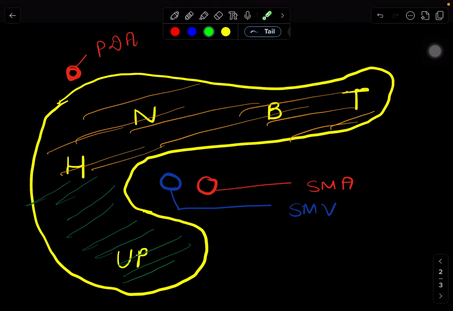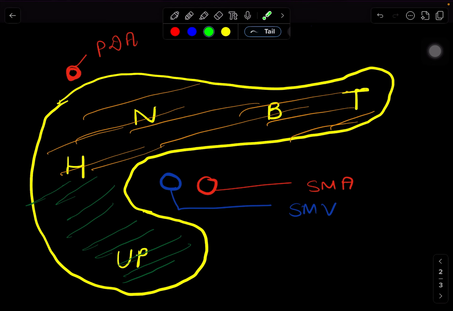Coming to the anatomy of the pancreas, first of all, we'll discuss the basics of the pancreas. A pancreas is basically a retroperitoneal structure. It is located behind the peritoneum. The pancreas forms the bed of the stomach.